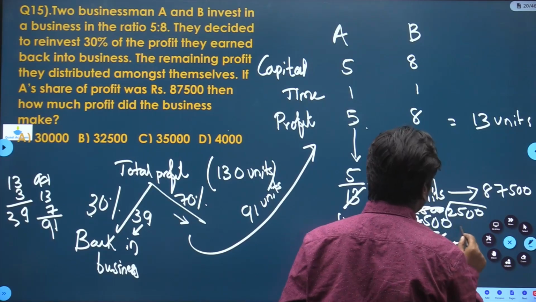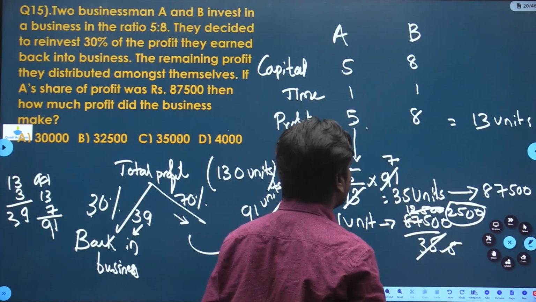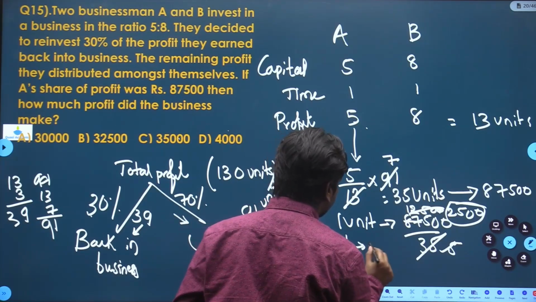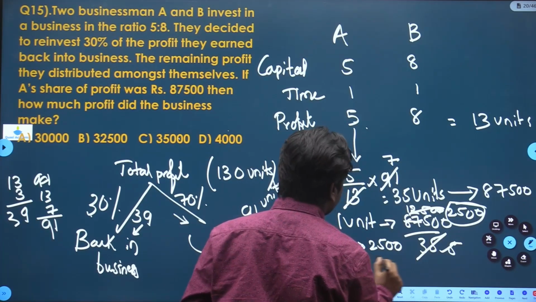2,500. So 1 unit is nothing but 2,500. 1 unit is equal to 2,500.